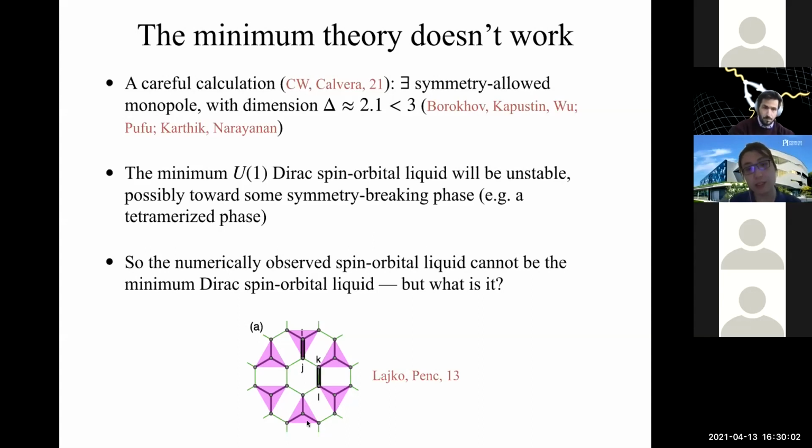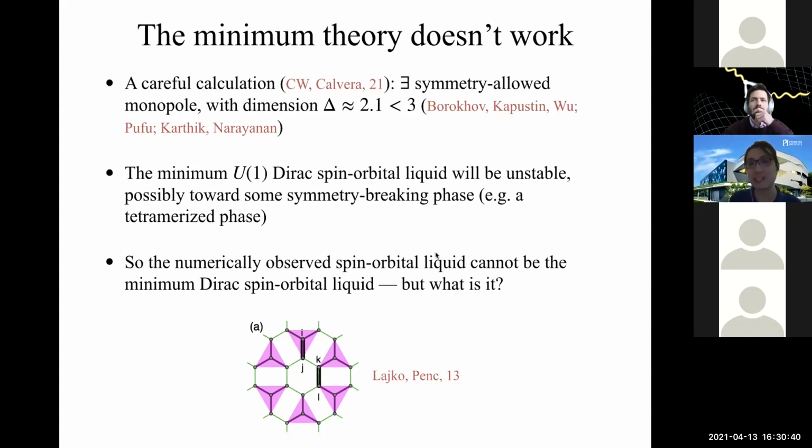And this symmetry breaking pattern actually is observed numerically in this paper. If you deform the nearest neighbor Heisenberg-like SU4 model, if you add some further neighbor coupling, you can actually stabilize this as a ground state. So basically, the numerically observed spin orbital liquid cannot literally be this minimal Dirac spin liquid. Okay? So the non-trivial question is exactly, but what is it?